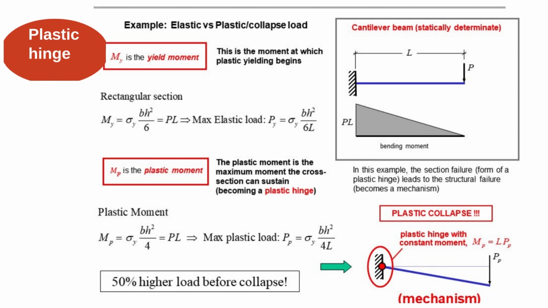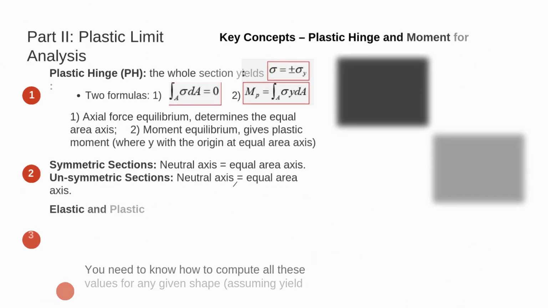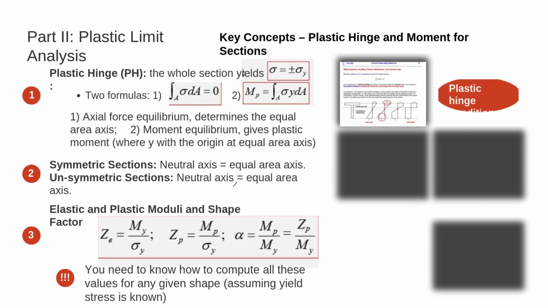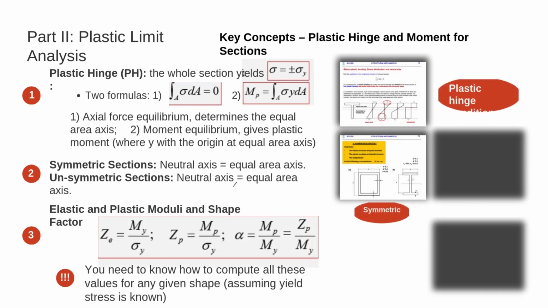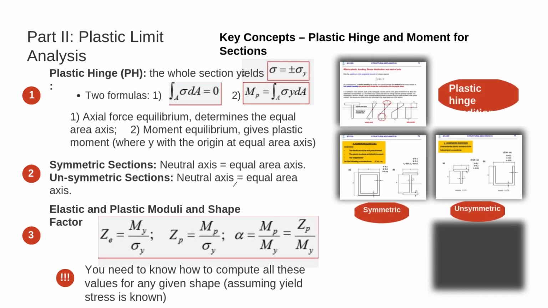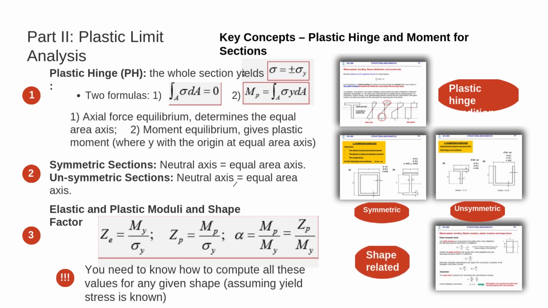Plastic hinge, PH: the whole section yields. One, stress is equal to negative or positive yield stress. Two formulas. One, axial force equilibrium determines the equal area axis. Two, moment equilibrium gives the plastic moment, where y is measured with the origin at the equal area axis.